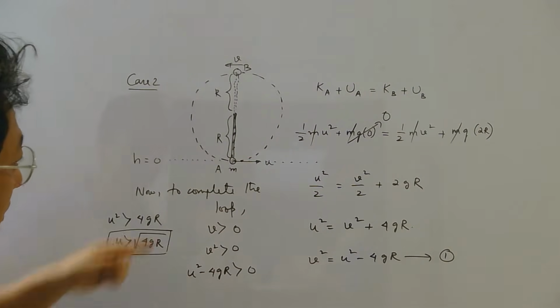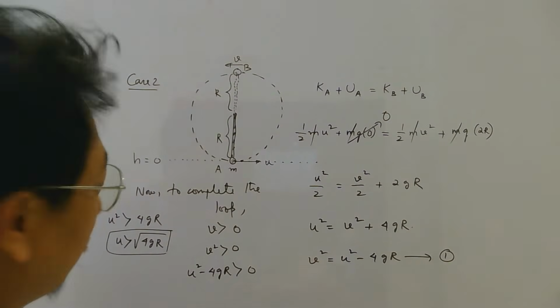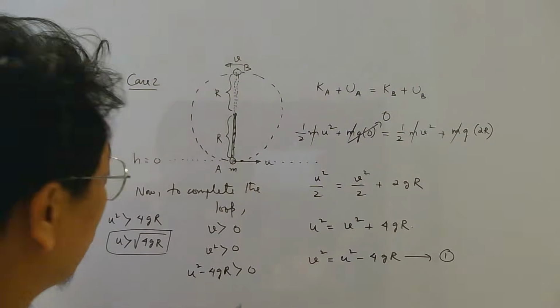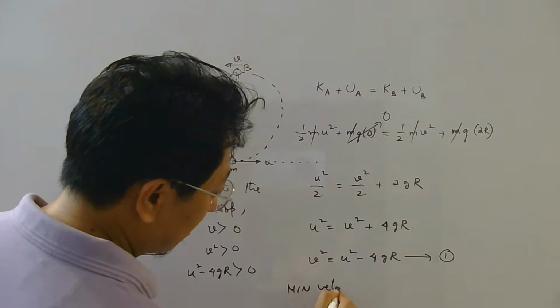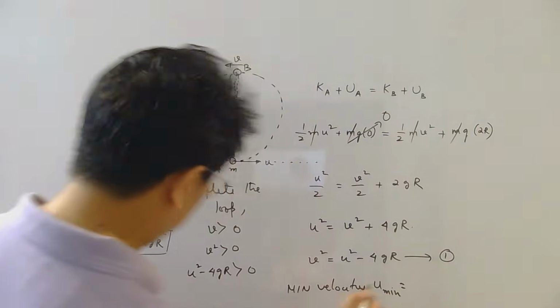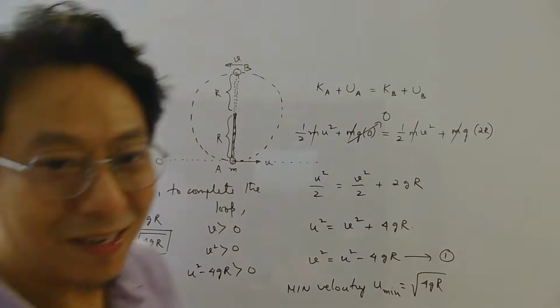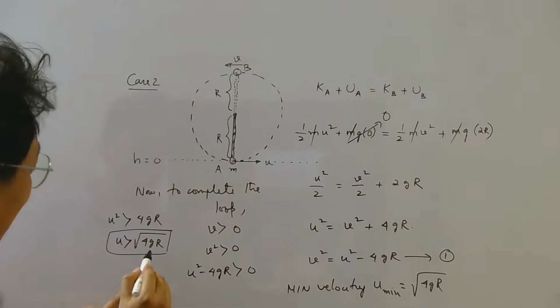So if I give an initial velocity here more than root of 4gr, then it will complete the loop. So what is the minimum velocity that I must give? The minimum velocity of u that must be given is root 4gr. It should be actually more than this, but in the limit we can say this is the minimum, right? For example, let us say this number is 2.